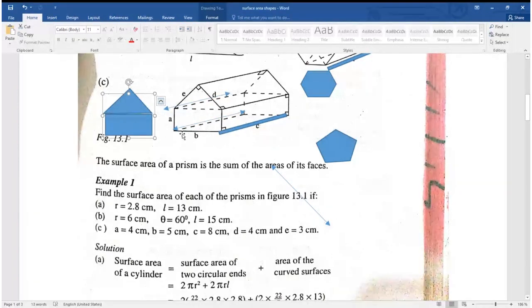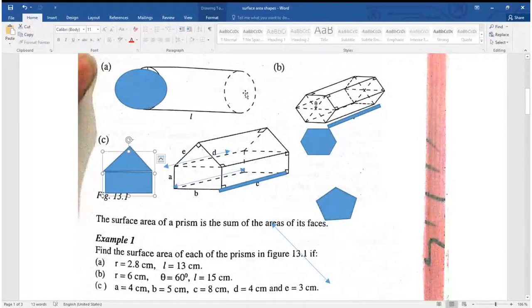Then you find the area of D times C. Okay, B times C. Then you find the area of A times C. Then also there is the other side, A times C. Bottom, B times C. Then that side triangle, E times C. Then you get your answer. So in the surface area of a prism, you just have to observe and then multiply, and then you add the various shapes that you have.